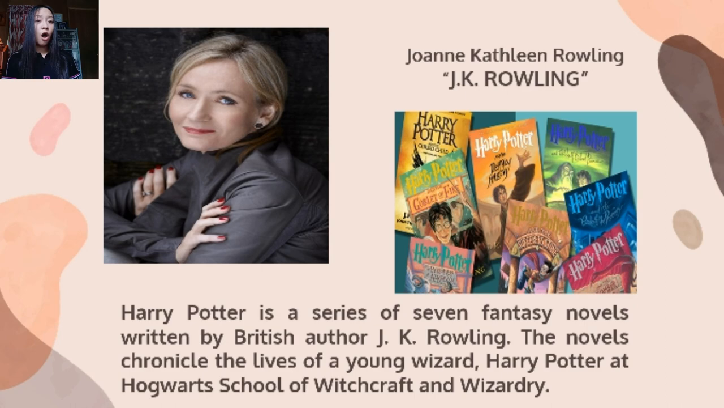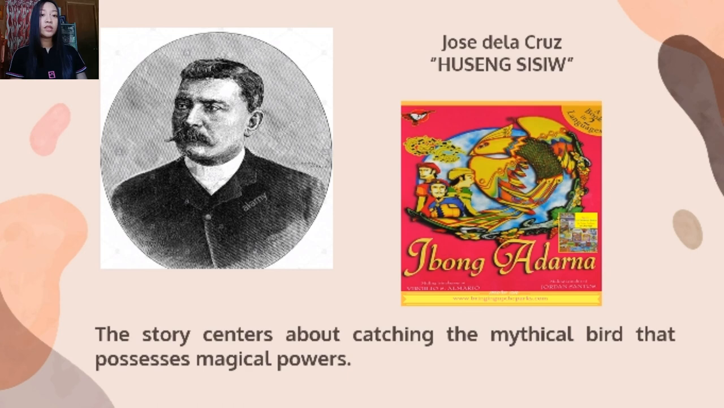Next, we have Jose de la Cruz, a great poet, also known as Joseng Sisiu, is believed to be the writer of Ibong Adarna. This amazing folklore is about love, sacrifice, and fantasy. Ibong Adarna literally means Adarna bird. The story centers on catching the mythical bird that possesses magical powers. The Adarna bird is so beautiful and could change in a lot of stunning forms. It is very hard to catch. It knows a total of 7 songs, which could either enchant anyone to sleep, turn into stone, or heal a deadly sickness.